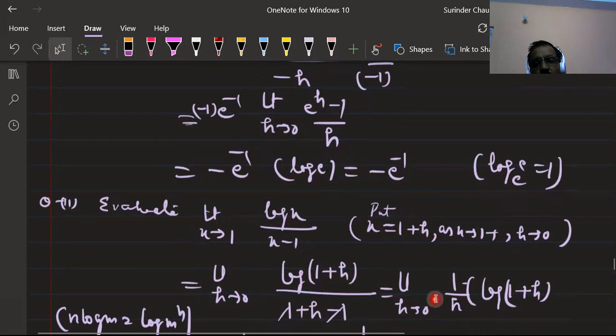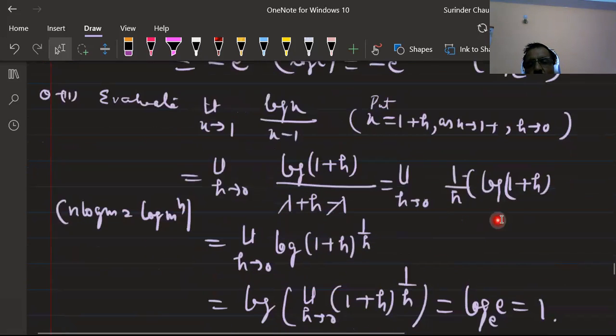Cancel 1 upon h. Limit h tends to 0 of 1 upon h into log of (1 plus h). So now again we are converting this into 1 upon h. We take the power: log of n to the power is equal to log of n to the power. So this will become 1 upon h, which will go to the power, and it becomes limit h tends to 0 of log of (1 plus h) to the power 1 upon h. Now the limit can go inside.